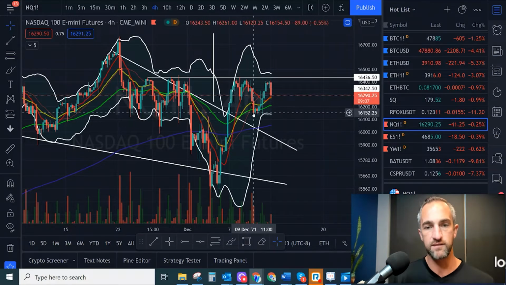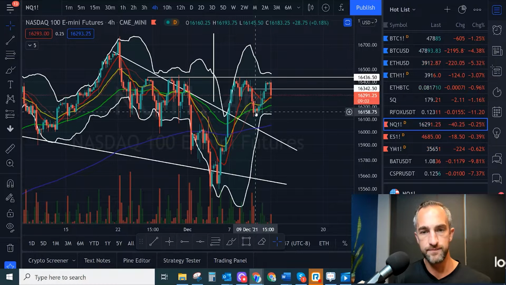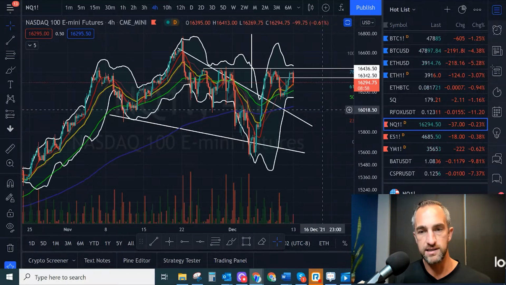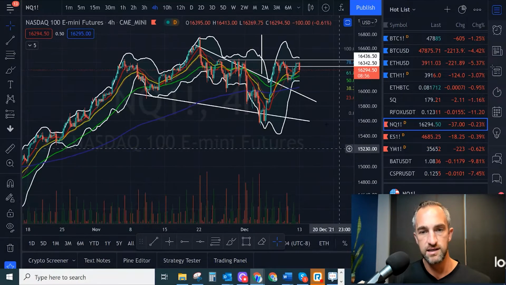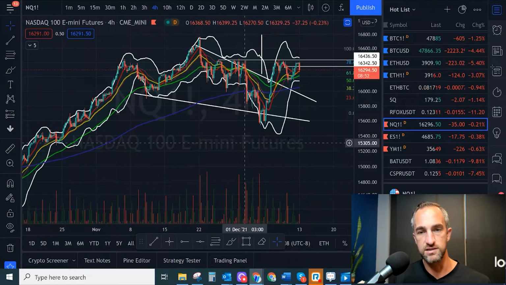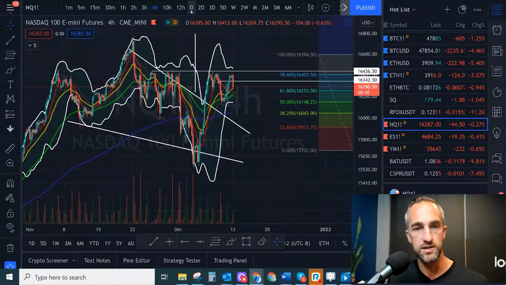And I would say any kind of a 4-hour closure back below 16,150 and probably going to get a move back down to at least 16,000, and this falling wedge looks like it's about to get destroyed. So I would be watching out for that.